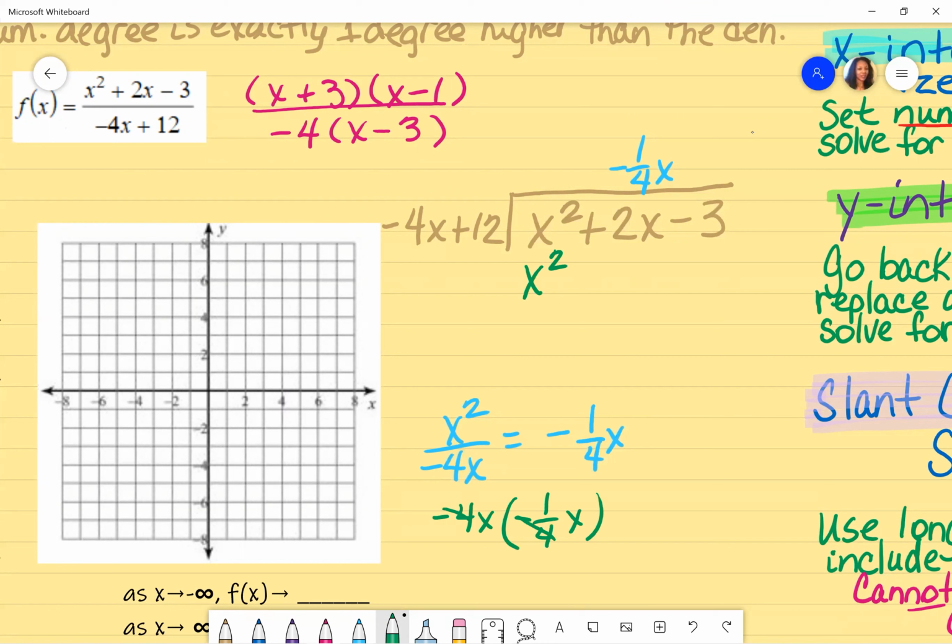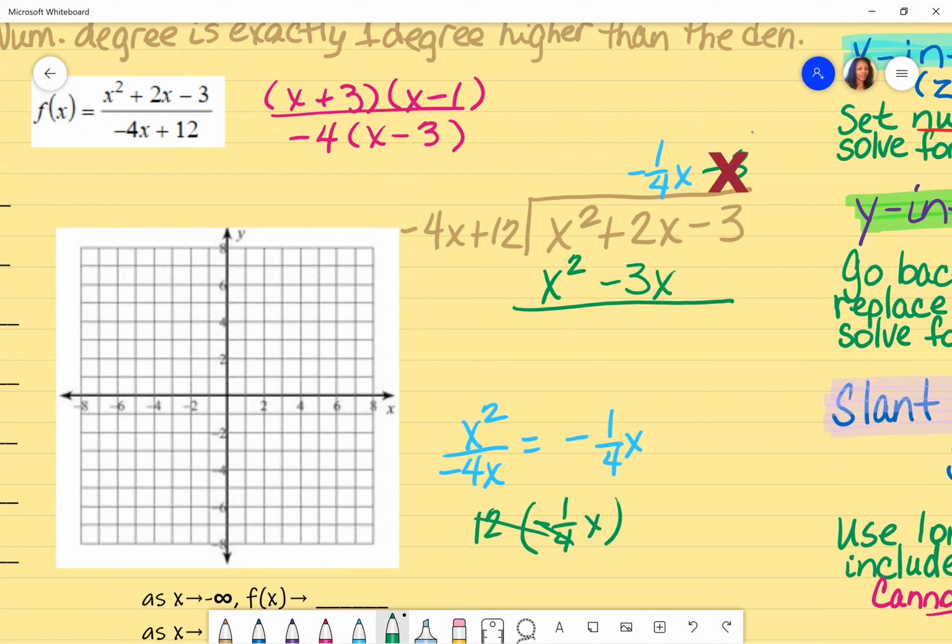And then I take that same -1/4x and I multiply it times 12. Well, 12 divided by -4 is going to be -3x. So now I go back and this is an expression. I'm going to change the signs. So that's a -x squared once I distribute it. And then this is going to become a +3x. And now when I simplify, I end up with 5x minus 3.